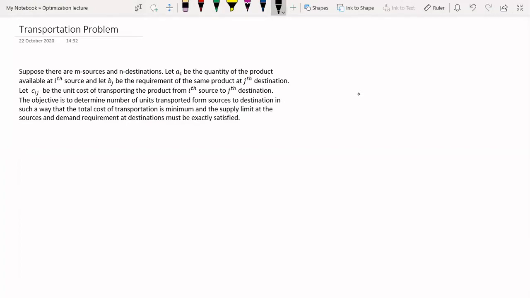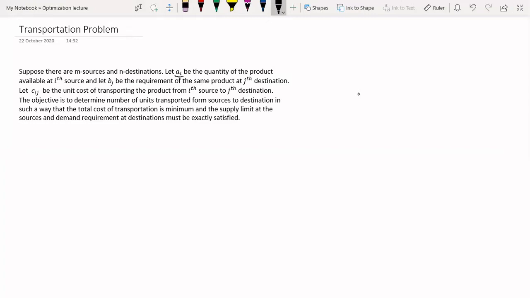And suppose Ai is the amount of the product available at the ith source, and Bj is the requirement of the same product at the jth destination. And suppose Cij is the cost associated with transporting this product from the ith source to the jth destination. So it is the unit cost of transporting the product, meaning if you are transporting 1 unit of the product, the cost will be Cij, from the ith source to the jth destination.